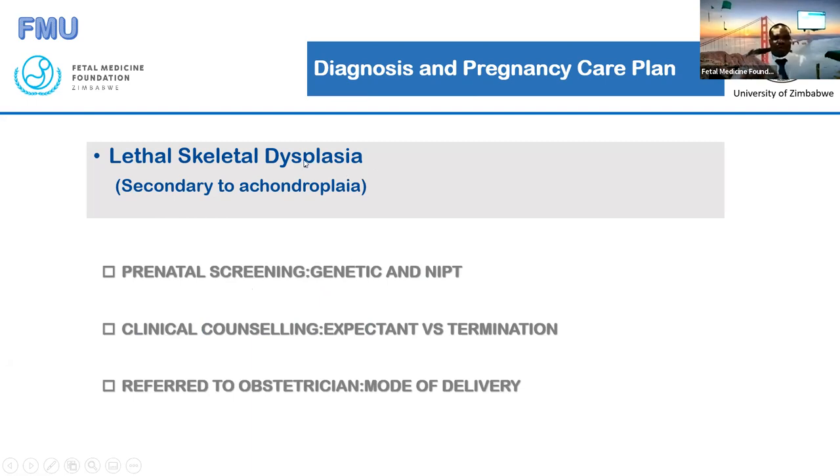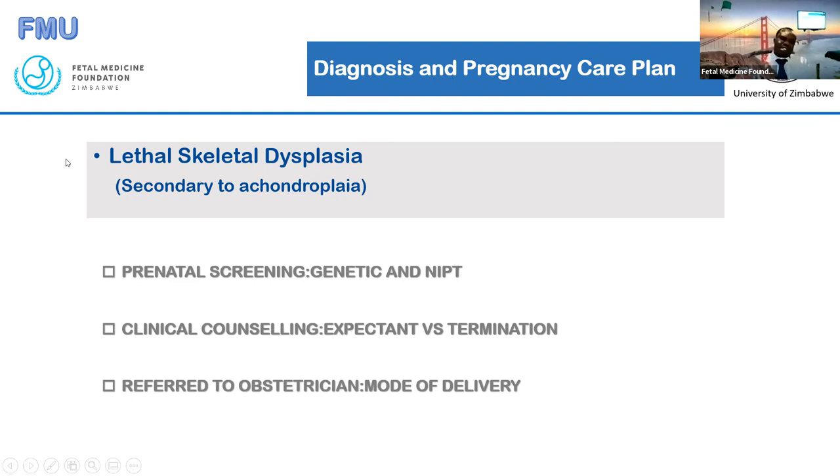This was mainly based on that ratio. We see that the chest to the abdominal circumference was quite small. They always say that bad boys are small. So these fetuses with a small chest are associated with a bad prognosis. So the diagnosis of a lethal skeletal dysplasia was made, secondary to query achondroplasia.